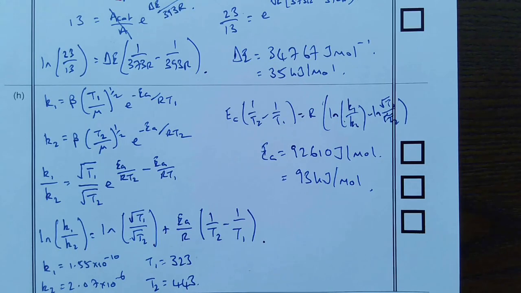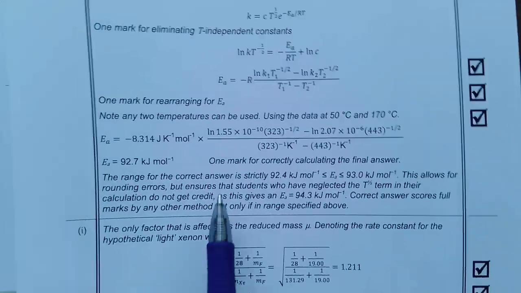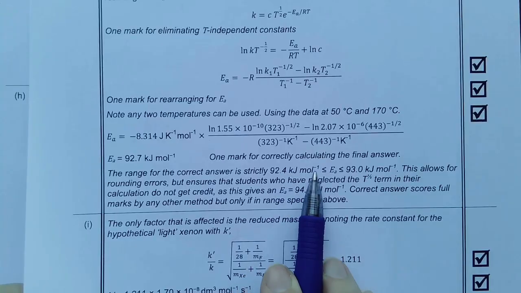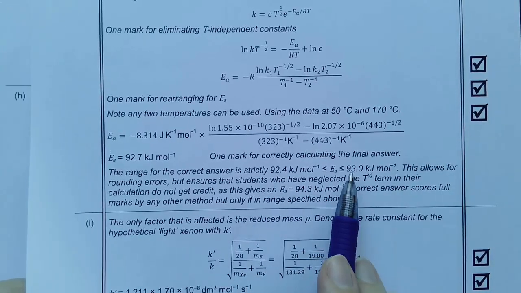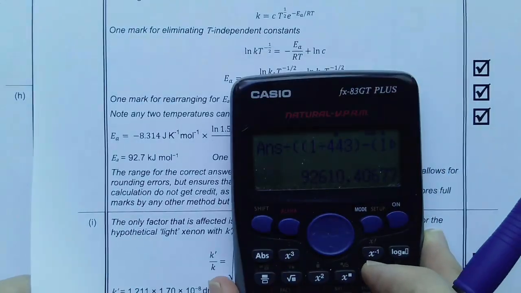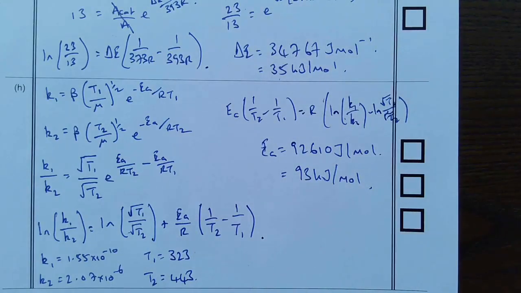Just trying to think, so we've worked out this one was 35 and now this one is 93. Is that the kind of answer, is there any way of knowing? Oh, it says here the range for the correct answer is strictly 92.4 to 93. Oh yeah, I had 92.6. Okay, so I'm fine. So you do have to be within that range.